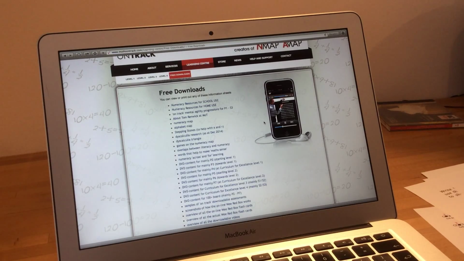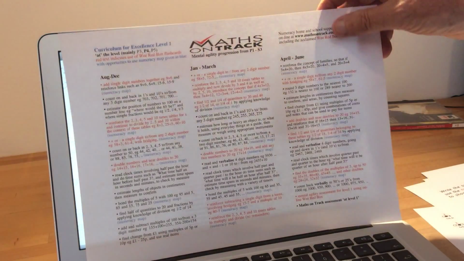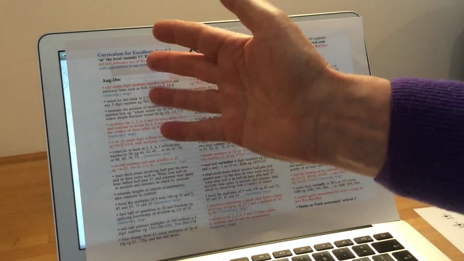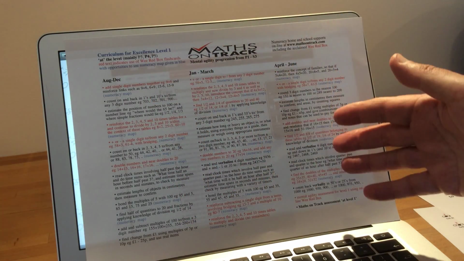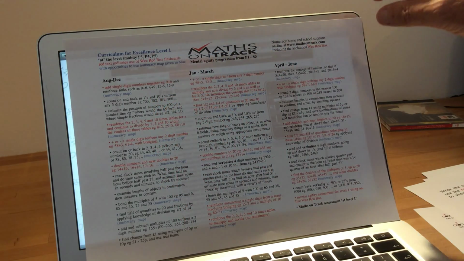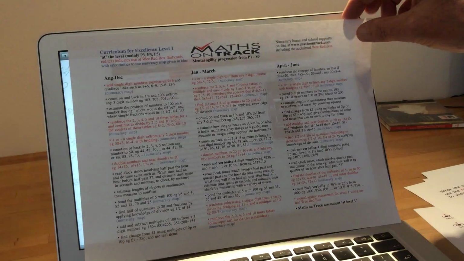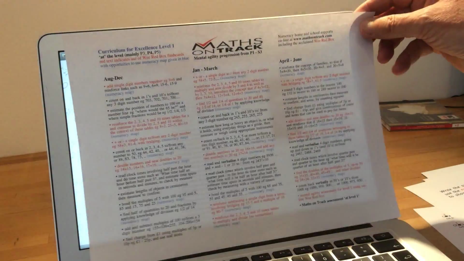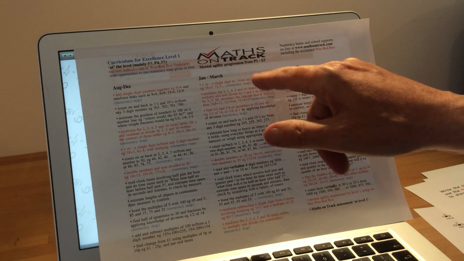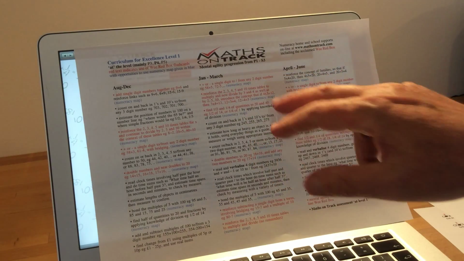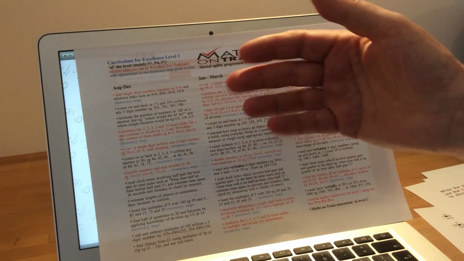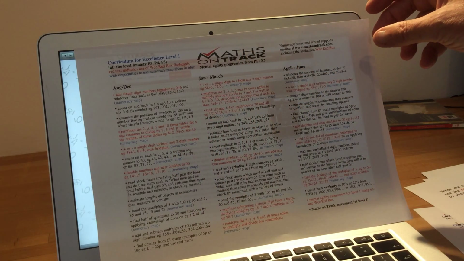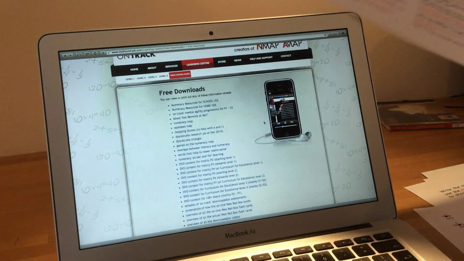I've printed out a page from it. Here is the P4 page, and you can see that it's term by term. There's a page like this for primary 1 right through to S3, and many teachers and parents find this particularly helpful. The red text is where teachers can use WeReadBox flashcards. The blue text refers to opportunities to use the numeracy map, which we'll come to later.